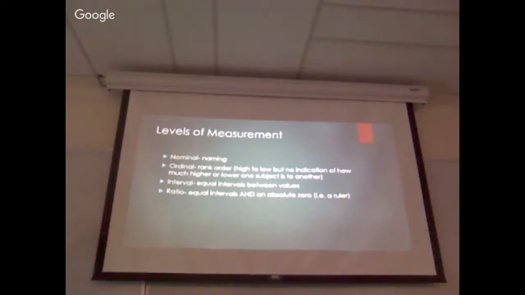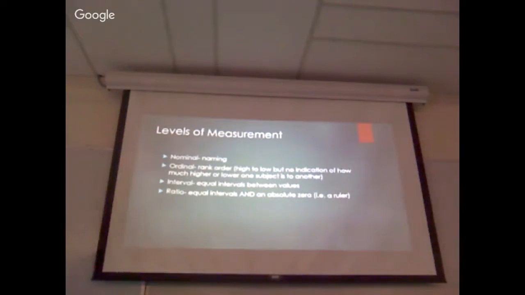Now, ordinal is rank order. We can put things in order from least to most, weakest to strongest, greatest, etc. But we don't know the differences between any of those levels. So, building on this, with ordinal we have those categories, but we also have something called magnitude. So we have order of magnitude with ordinal.